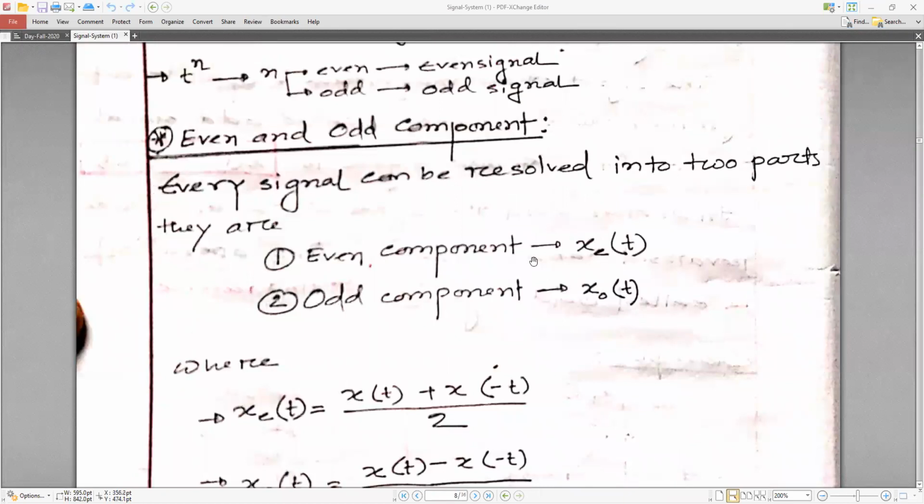Now even and odd components. Every signal can be resolved into two parts. So if I give you a signal, you can break it into several parts. Some parts have an even component, some parts have an odd component. Okay, even and odd components are there. So remember this. Every signal has multiple components. One is the even component, another one is the odd component.